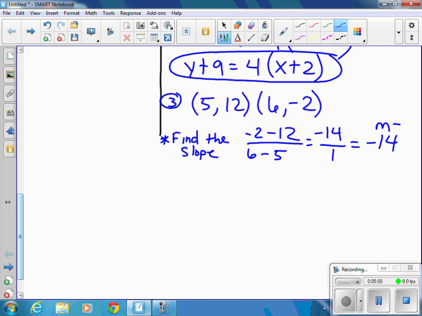Okay, so now that I know my m value, I have to pick one ordered pair, and it does not matter which one you pick. So technically there are two right answers to this problem, right? But you can only use one ordered pair. So pick your favorite one. Again, it doesn't matter, and use it correctly, right?